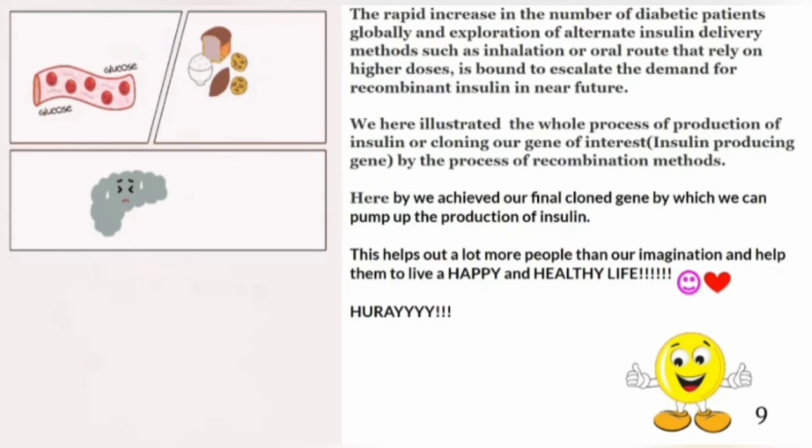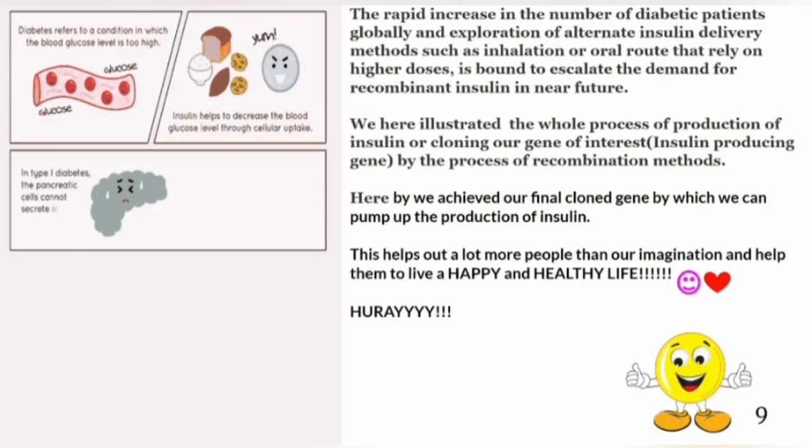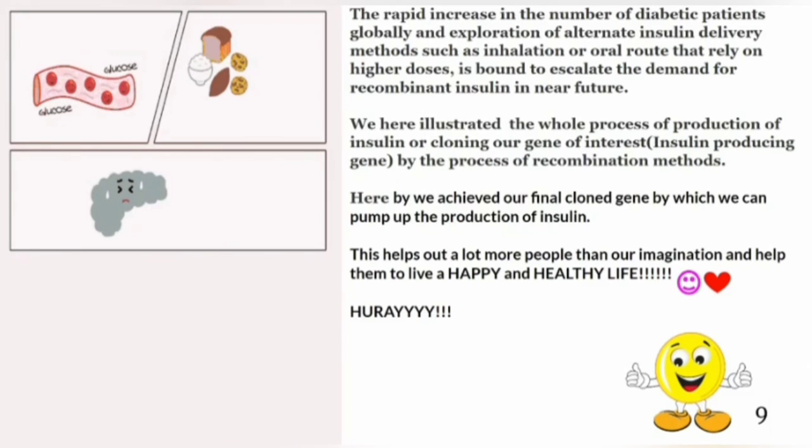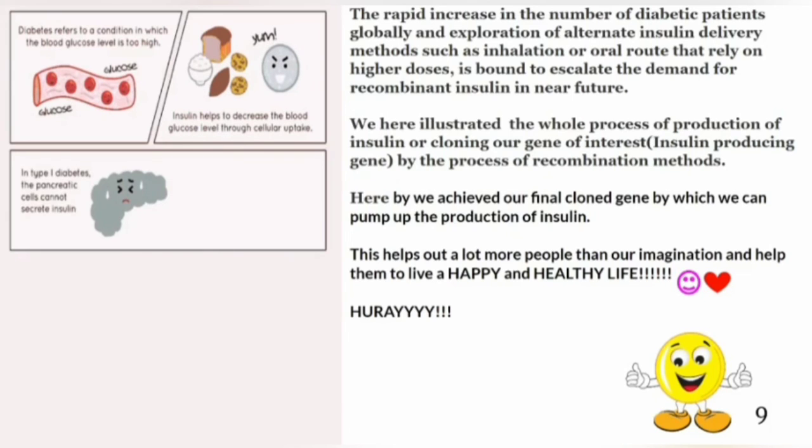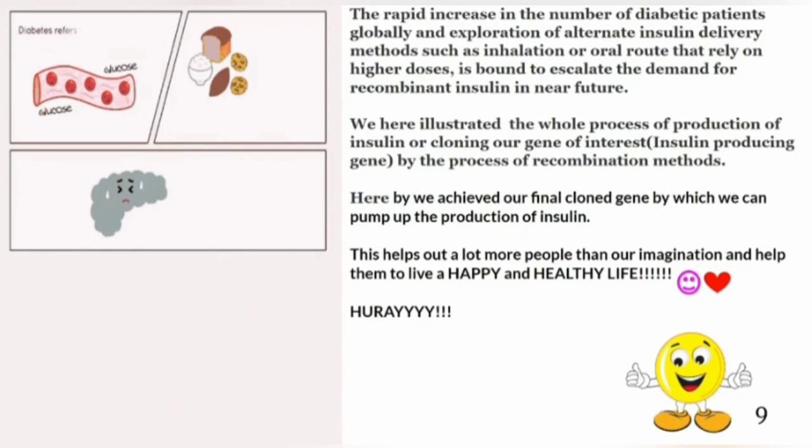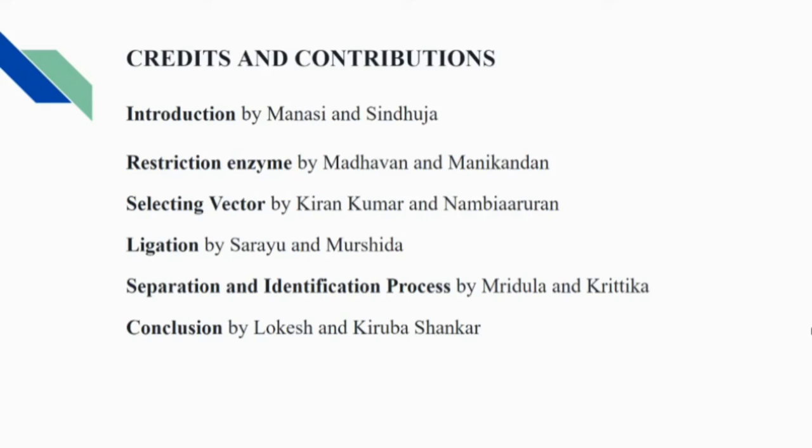In this modern era, over a billion people suffer from diabetes. Even though we have many modes of insulin intake such as oral and injection, there is a huge demand for insulin production. This can be sorted out by large production of the insulin producing gene by the process we have learned through our presentation. This insulin production will surely make many people's lives healthier and happier.